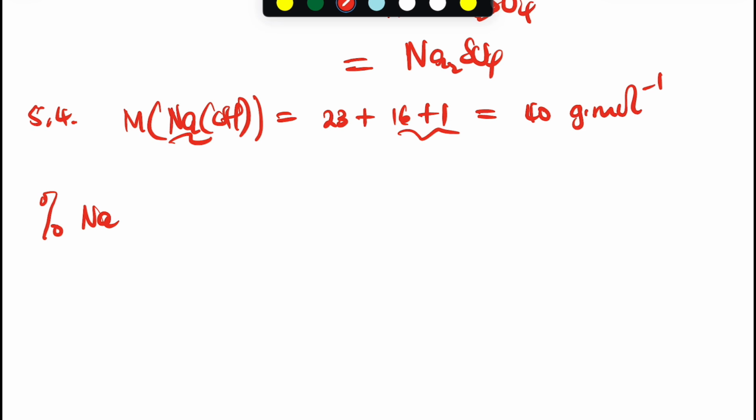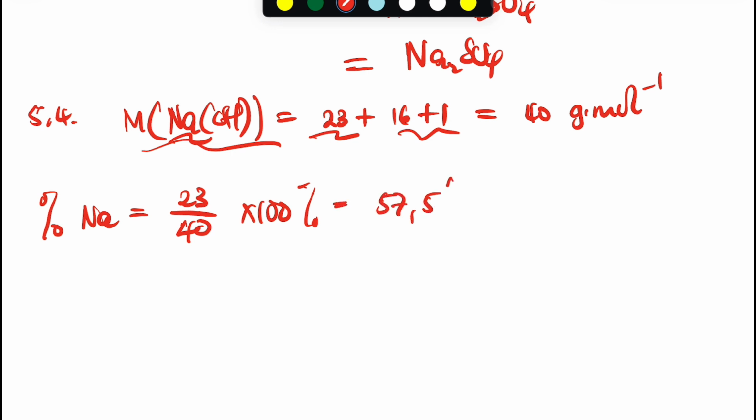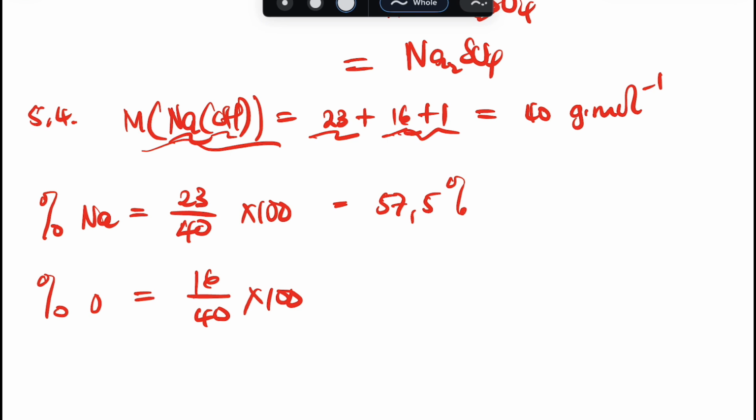So we're going to calculate the percentage of sodium. You take the molar mass of sodium, it's 23, you divide by the molar mass of the entire compound, it's 40, we multiply by 100, so it's going to be 57.5%. So the percentage of oxygen, the oxygen is 16 over 40, we times by 100, it's going to be 40%.